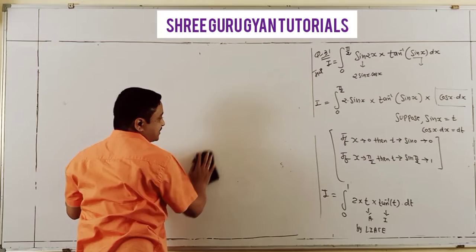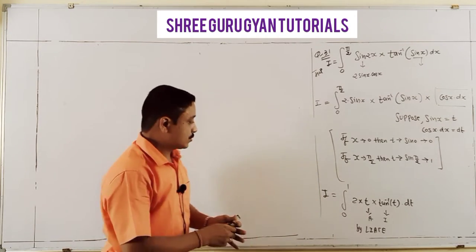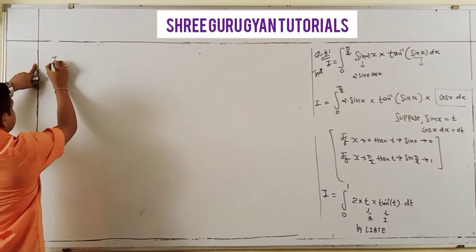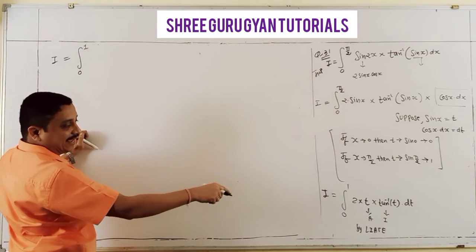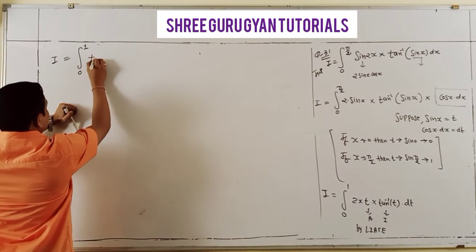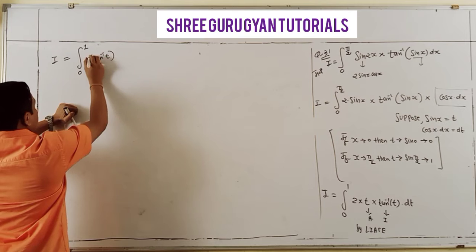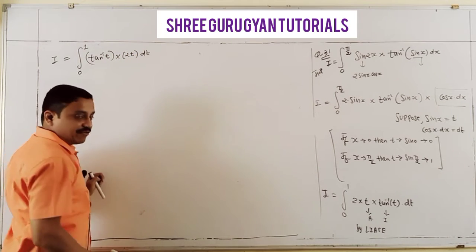So LIATE-wise, I start my small journey. Integration 0 to 1. First preference: inverse, sorry, inverse first. Tan inverse t first, and 2t dt after that.